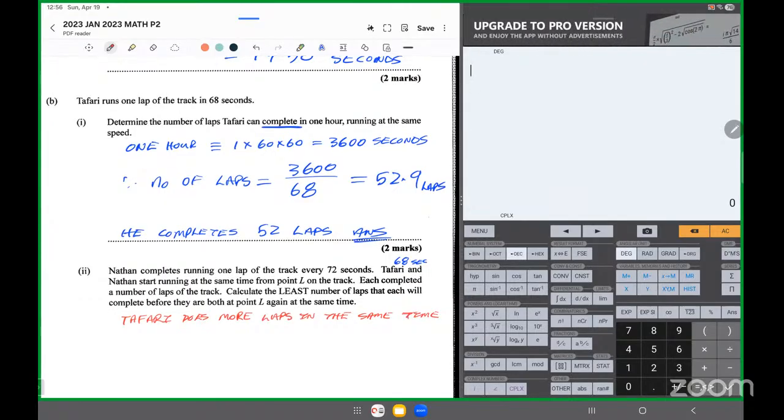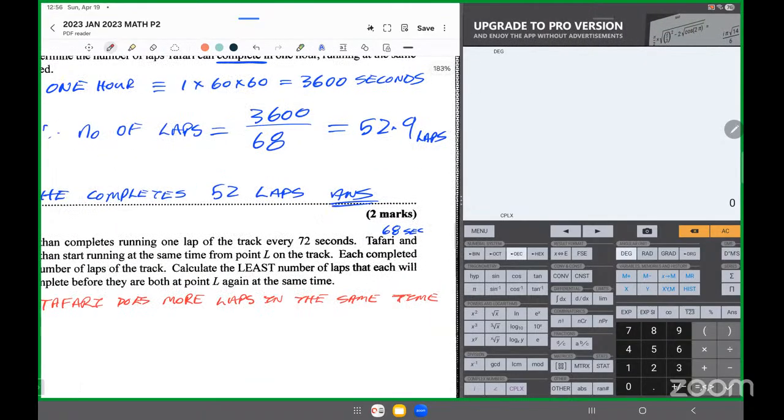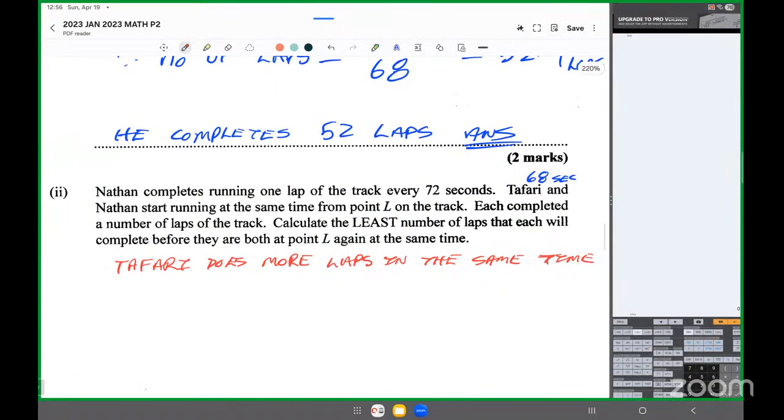All right, so the two of them start at the same time from the same place. They start running at the same time from the point L on the track. Each completes a number of laps on the track. So one is going 4 seconds faster than the next one, right? It says each completes a number of laps. Calculate the least number of laps that each will complete before they are both at L again.